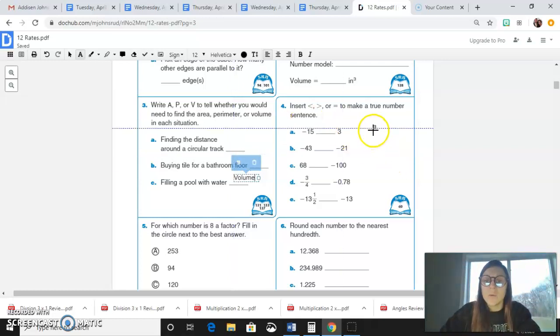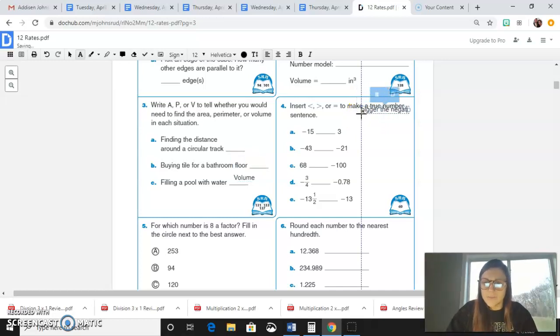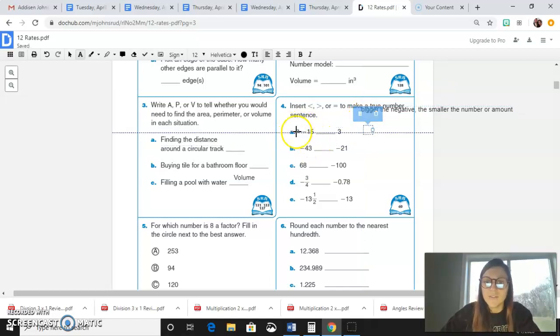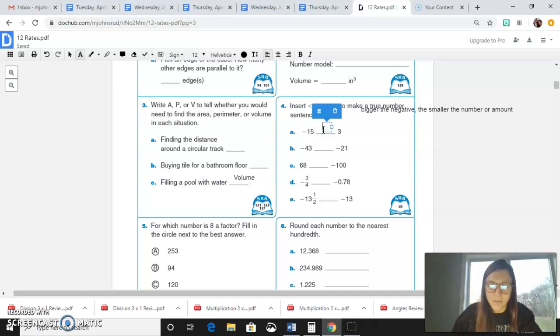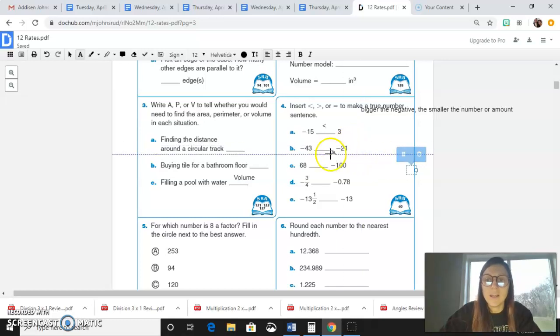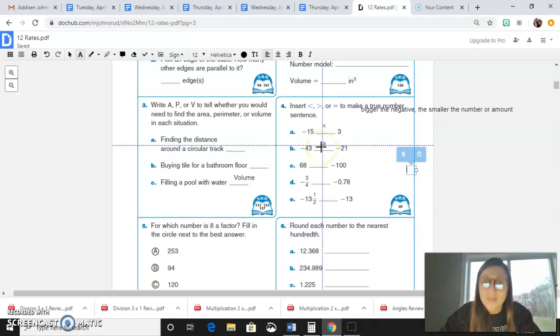For number 4, remember that the bigger the negative, the smaller the number or amount. Here, you have a negative 15 and a positive 3. Obviously, the negative 15 is way smaller than that positive. But here, they try to trick you. Oh, well, 43 is bigger than 21, so it must be greater than. No, because the greater than sign always goes to the bigger, but the greater the negative, the smaller the number.